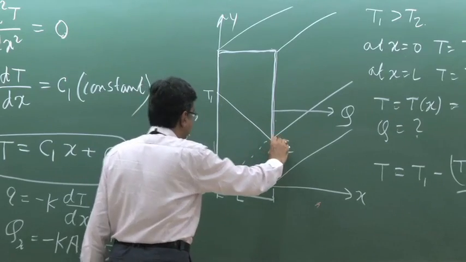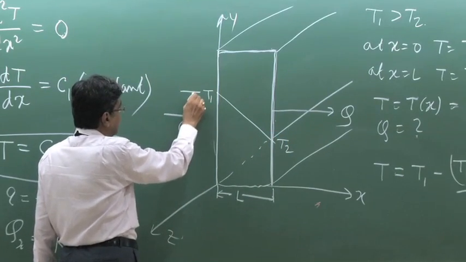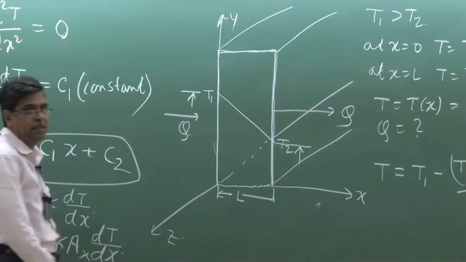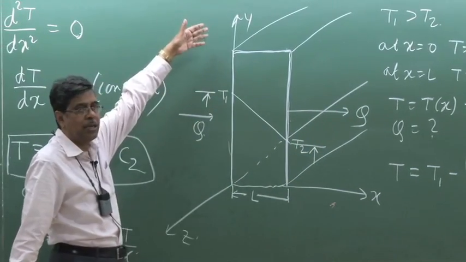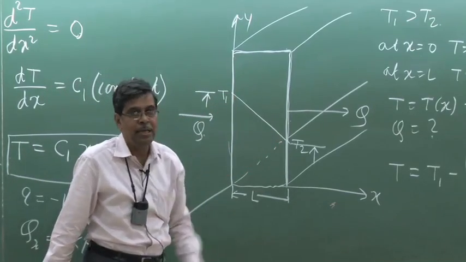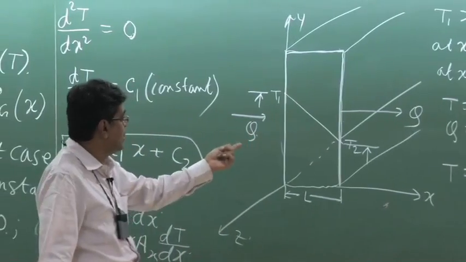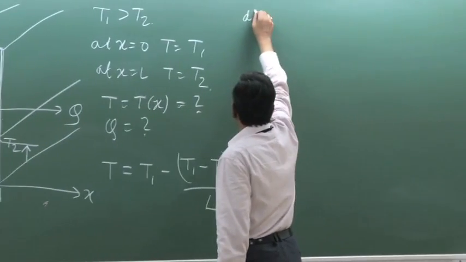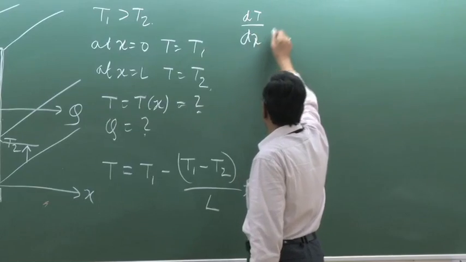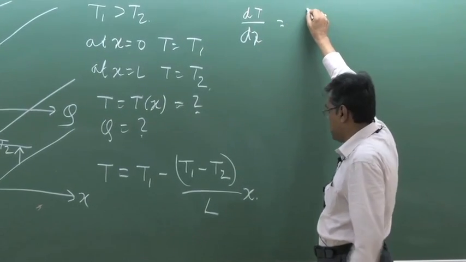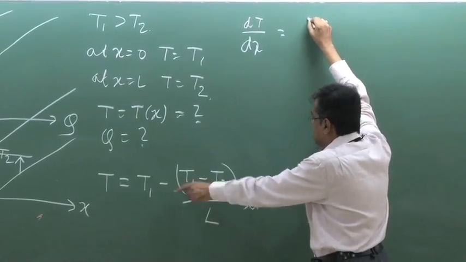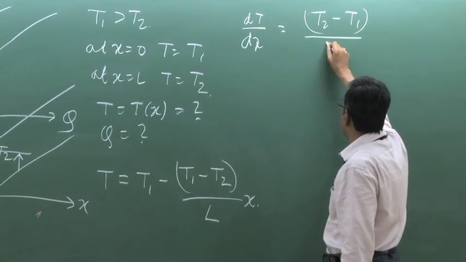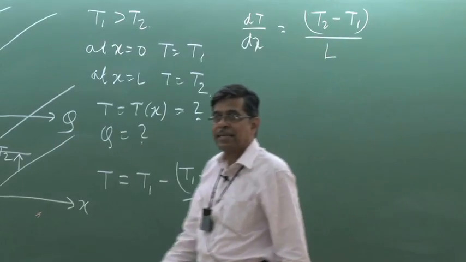I can express this like this if I represent with some scale the T1 and T2 like this. That means if I take this ordinate as the temperature scale, I can show a linear distribution. That is a negative slope which is given by this. Now what is dT/dx? Now dT/dx is definitely T2 minus T1 divided by L, and obviously T1 is greater than T2.